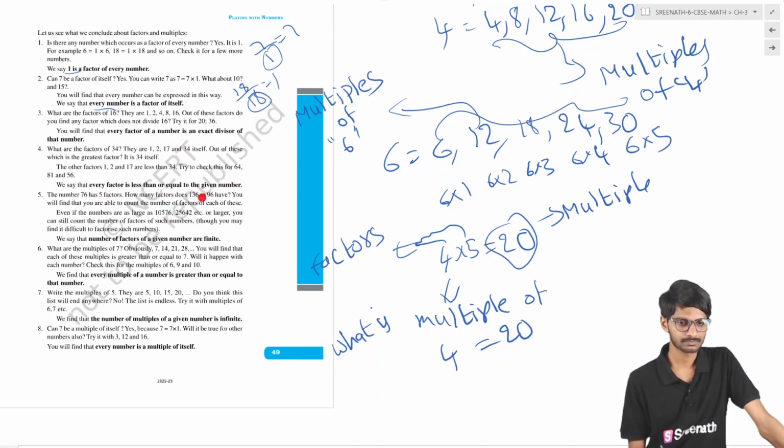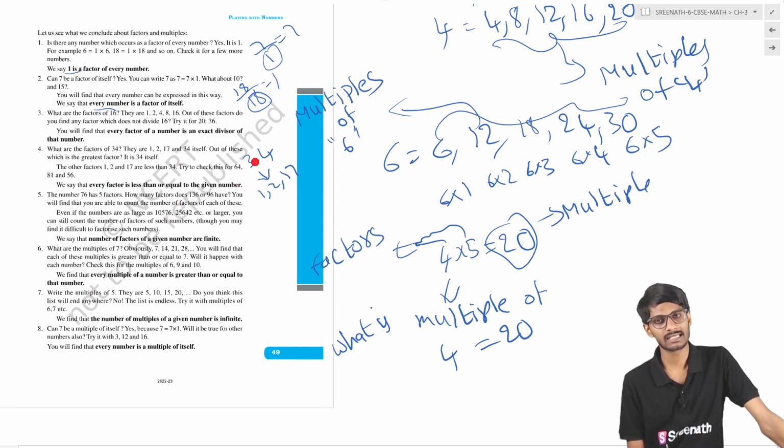Suppose you take 34, what are the factors for it? They are 1, 2, 17, like that. So all these are less than 34. So we can say that every factor is less than or equal to the given number.